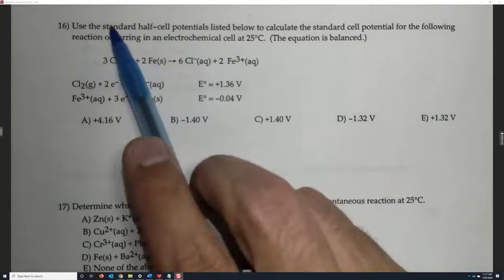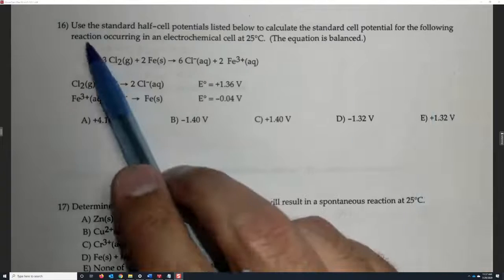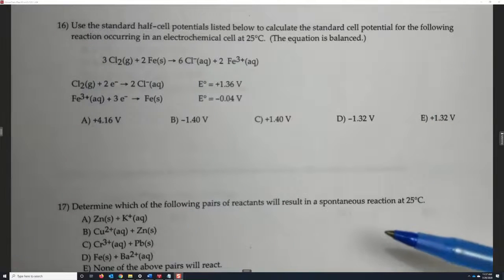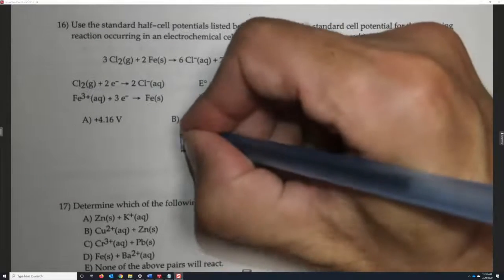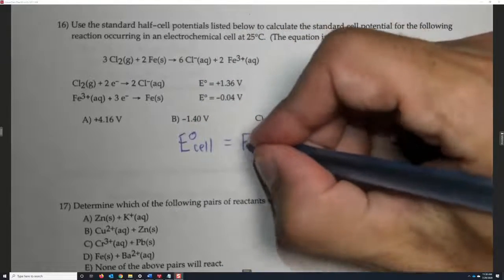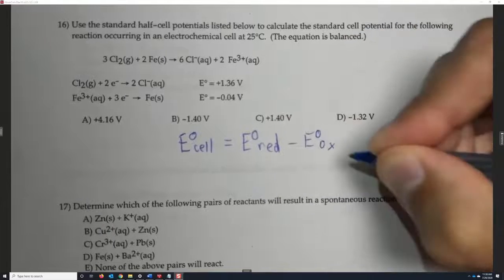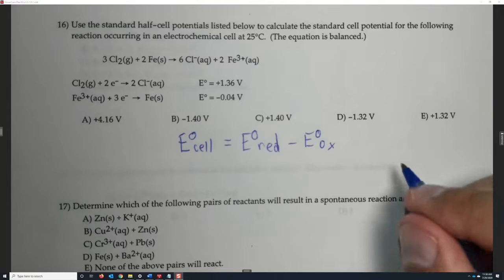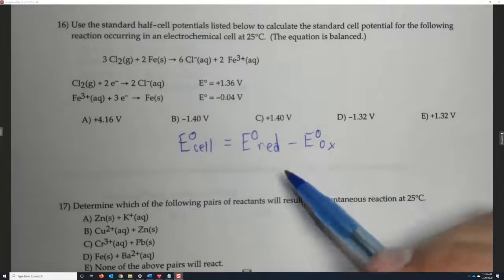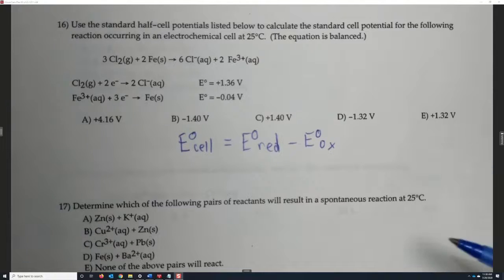Number 16 says, use the standard half-cell potentials listed below to calculate the standard cell potential for the following reaction occurring in an electrochemical cell at 25 degrees C. So the E naught of the cell is equal to the E naught of the reduction minus the E naught of the oxidation. Now, technically, the answer is going to be a positive number. So I don't know if you have to figure out what's oxidized and what's reduced, but you should figure that out first in order to just be sure.